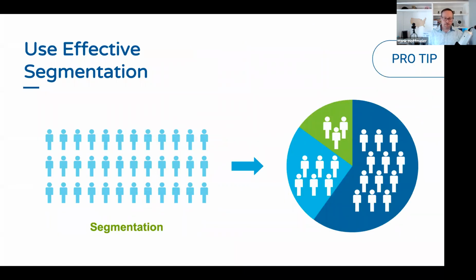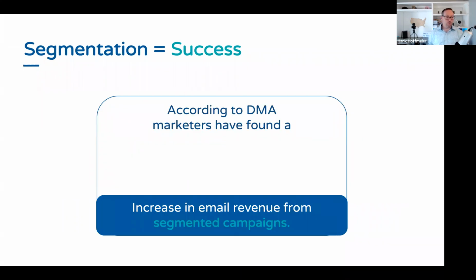A critical component of automation is segmentation. It's being able to identify people based on data you have. What you want to do is make sure that you're using segmentation so that you succeed. According to the DMA, marketers have found a certain percent increase in email revenue from segmented campaigns. I want to drive the point home of how important segmentation is.